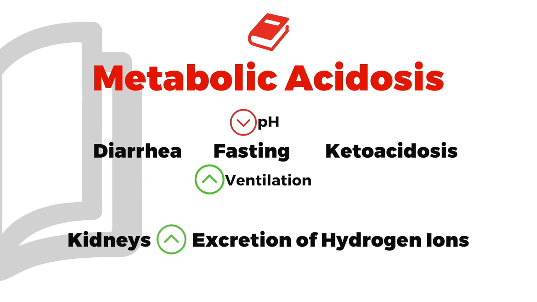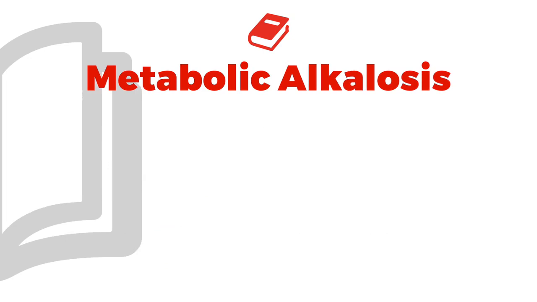All right. Let's do the opposite now. Let's talk about metabolic alkalosis. So again, our system isn't right because what? We have too much bicarb. And usually this is due to vomiting. And when we vomit, we lose a lot of hydrogen ions. So that's the main cause here.